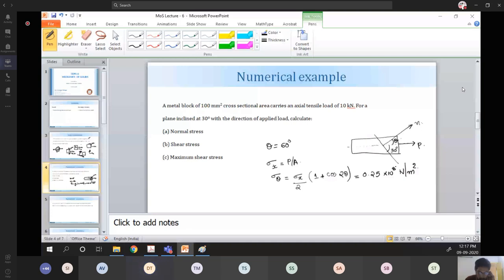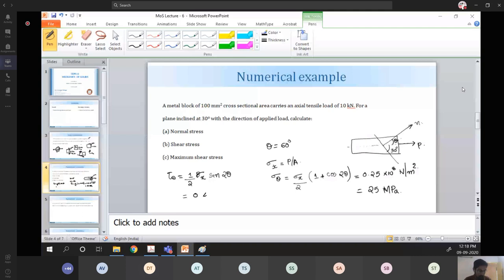Yes, sir. And what about the shear stress? Shear stress is, one minute. 0.43 into 10 power 8 pascals. 0.43 into 10 to the power of 8 pascals. So in MPa, what will be the value? So in megapascal, it will be 43 MPa. Yes, sir.